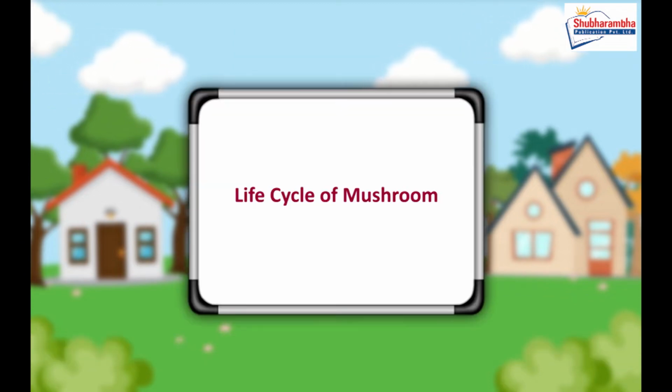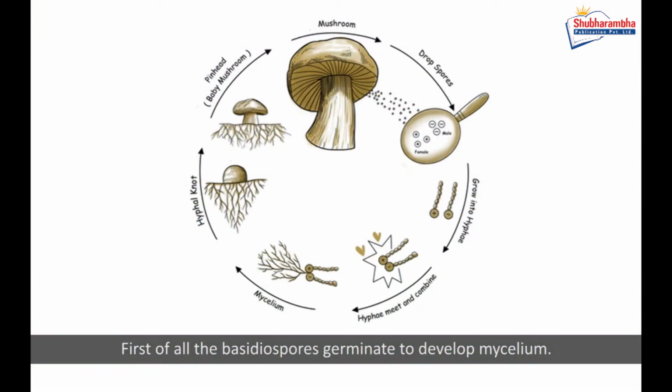Life cycle of mushroom. First of all, the basidiospores germinate to develop mycelium. Each mycelium contains a nucleus, and there are two different mycelia with positive and negative strains. The primary mycelia of two different strains fuse together and form a secondary mycelium, which contains nuclei of both strains. The secondary mycelium thus formed changes into a mushroom when it gets favorable conditions of temperature and humidity. At the beginning a thread-like mold is formed, and later it grows into an umbrella-shaped large mushroom.